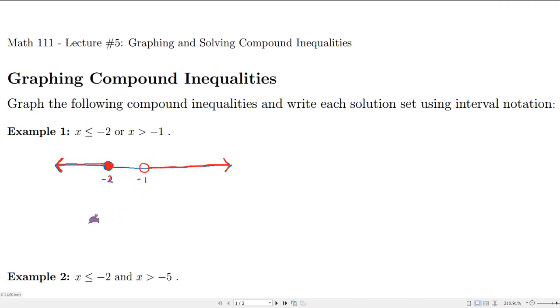How would we represent this using interval notation? Okay, so we can represent this interval over here as -∞ to -2. And since this is including -2, we're going to use the bracket. And this interval here we can represent as -1 to infinity. And we have an open parenthesis because we're not including -1 there. But how do you combine these together?